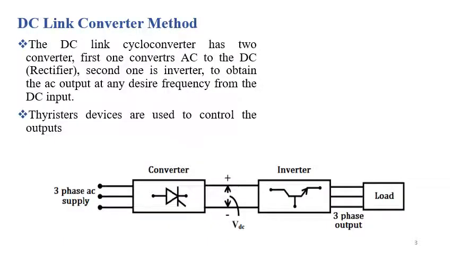DC link converter method. As we discussed earlier, the DC link converter method has two conversion stages. One is called rectification and the other is called inversion. To control both the DC link voltage and the output voltage of a three-phase inverter, we are using control devices at both the rectification and the inversion stages.